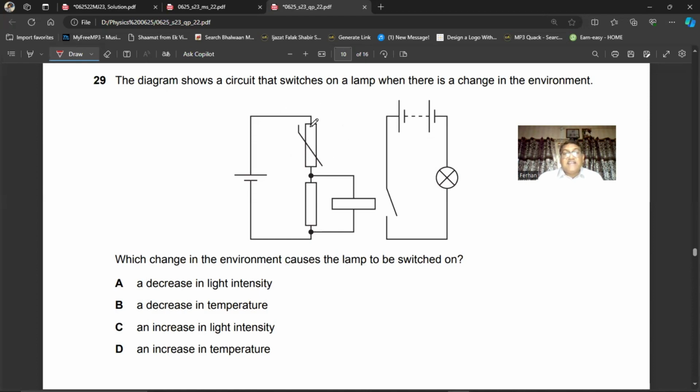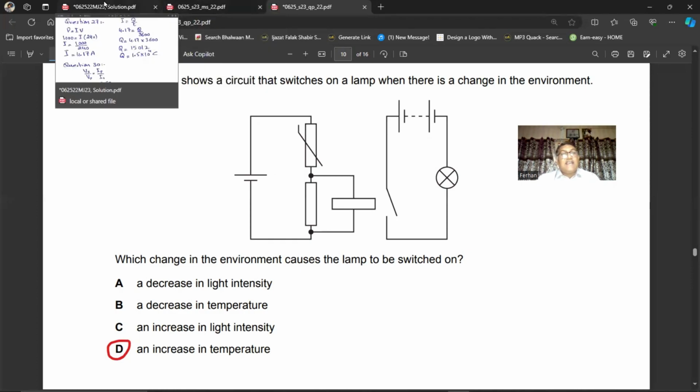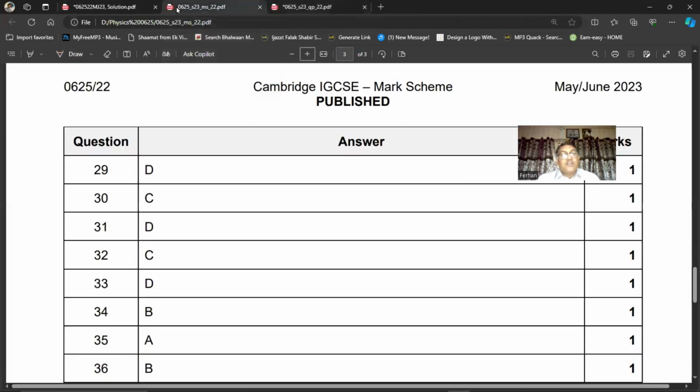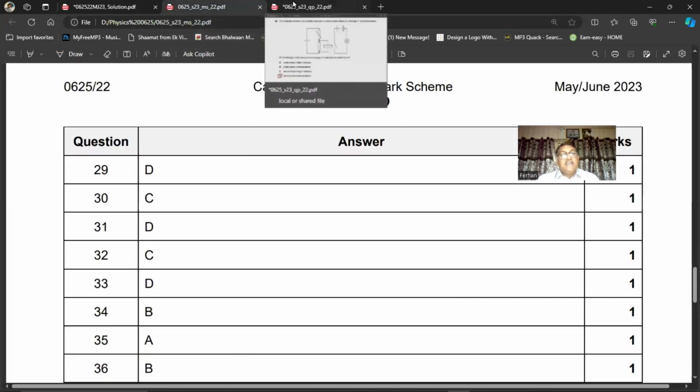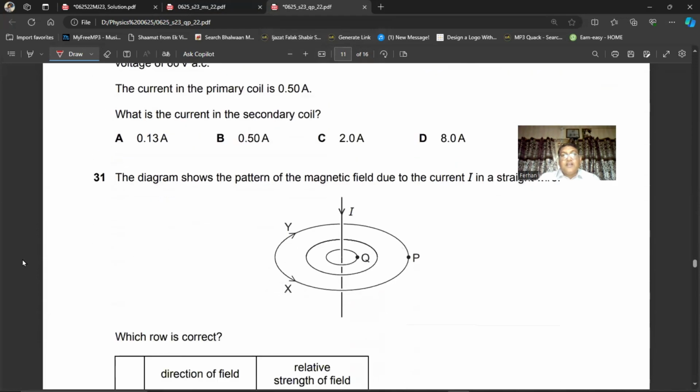So you have to increase the temperature. When the temperature increases, the resistance of this thermistor will decrease. So this is a potential divider. Hopefully you have studied it. Question number 29, I think D is the right option, sir. So we are going to the next part, and the next part is question number 30.